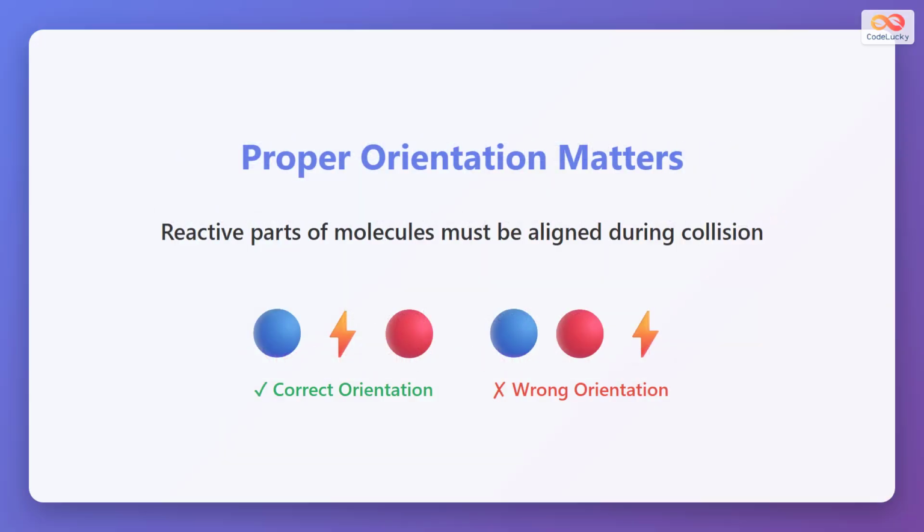The second condition is proper orientation. Even if molecules collide with enough energy, the reactive parts of the molecules must be properly aligned during the collision. Imagine two molecules approaching each other. If the reactive sites face each other, the collision can be successful. But if they collide from the wrong angle, with non-reactive parts touching, no reaction will occur regardless of the energy involved. This is like trying to fit puzzle pieces together. They must be oriented correctly to connect.